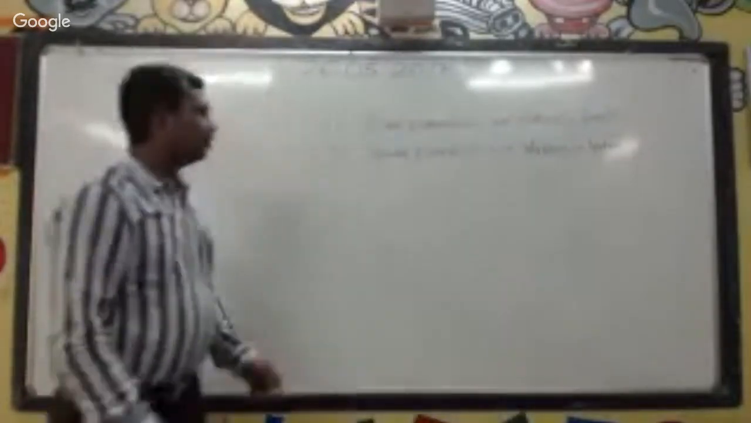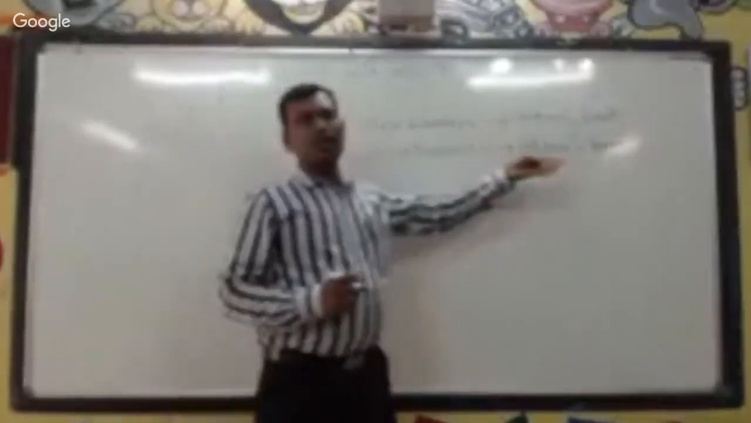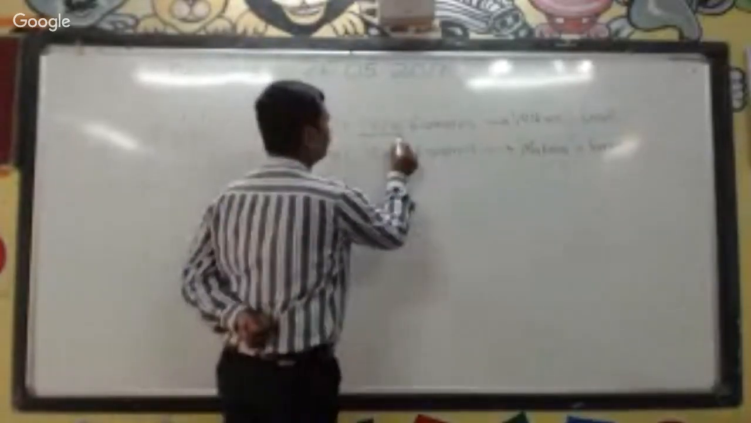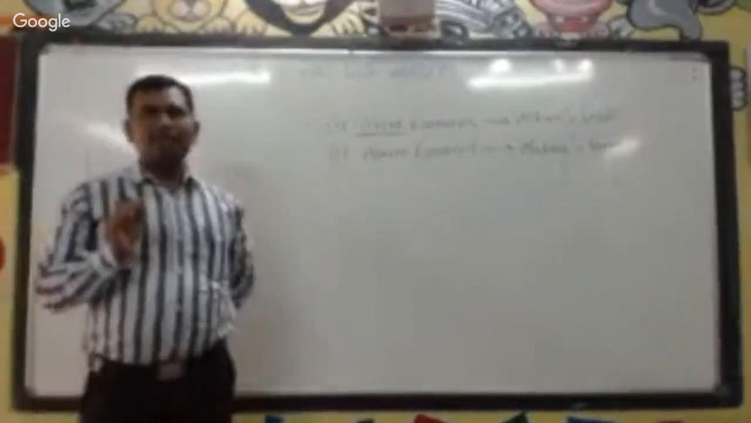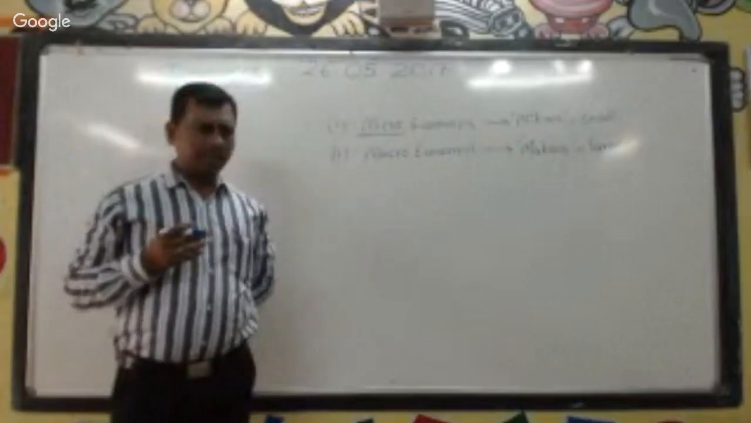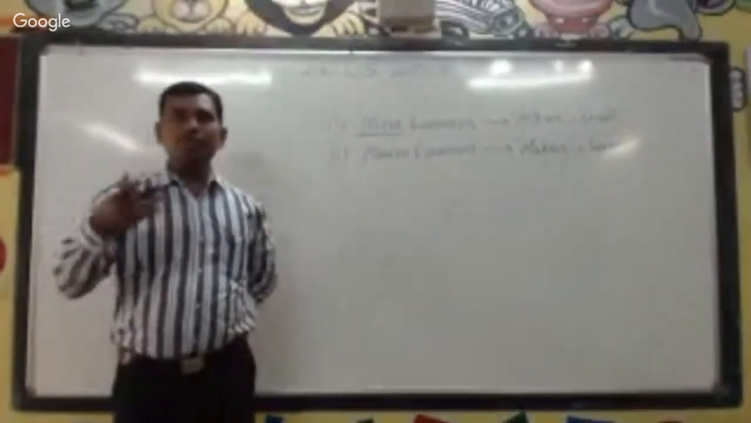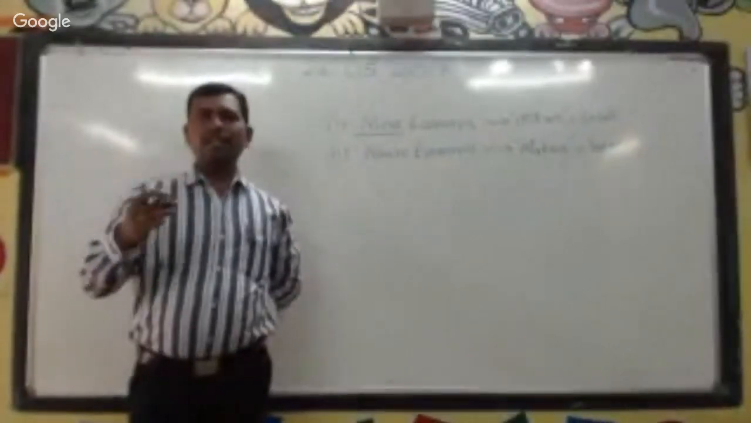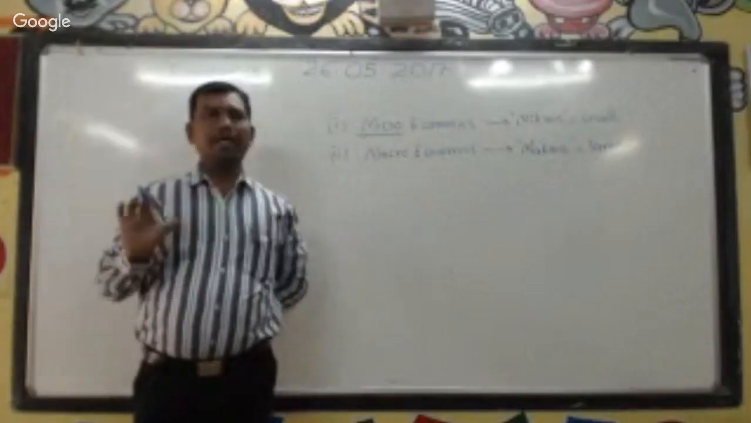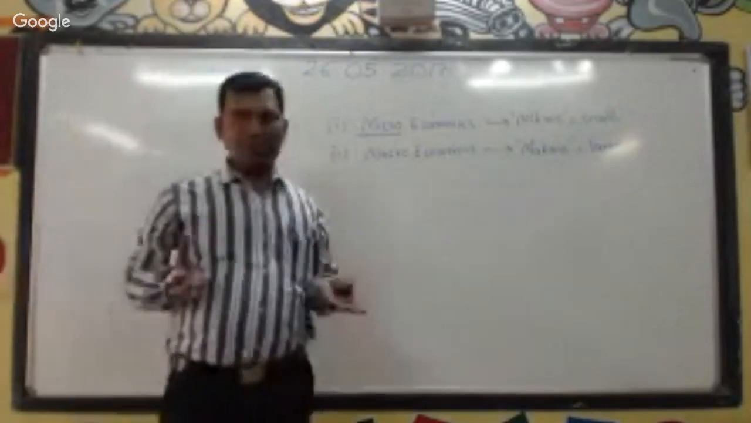Macro means large. Here micro means small, macro means large. Now, microeconomics studies all individual units. What are the individual units? Microeconomics studies individual households, individual farms, individual communities, etc. That means microeconomics studies all individual units.